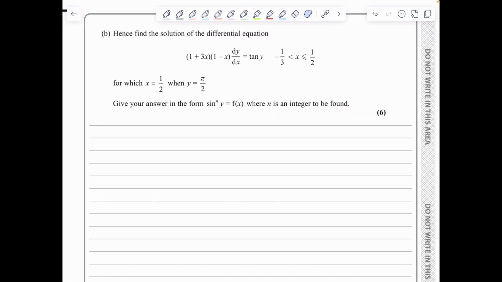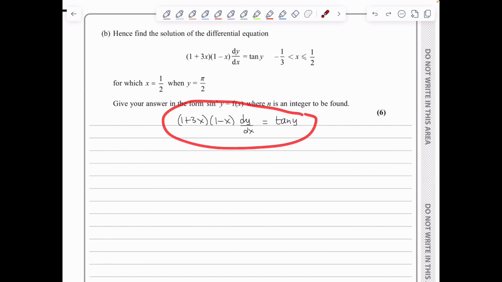In part B, we're asked to hence find the solution of the differential equation given here, in light of x being a half when y is pi over 2, and we need to give our answer in the form sine of y to the power of n is f of x, where n is an integer to be found. So we start off with (1 plus 3x) times (1 minus x) dy/dx is equal to tan y. I'll be separating the variables, which means I will be collecting y's with dy on the left-hand side and x with dx on the right-hand side.